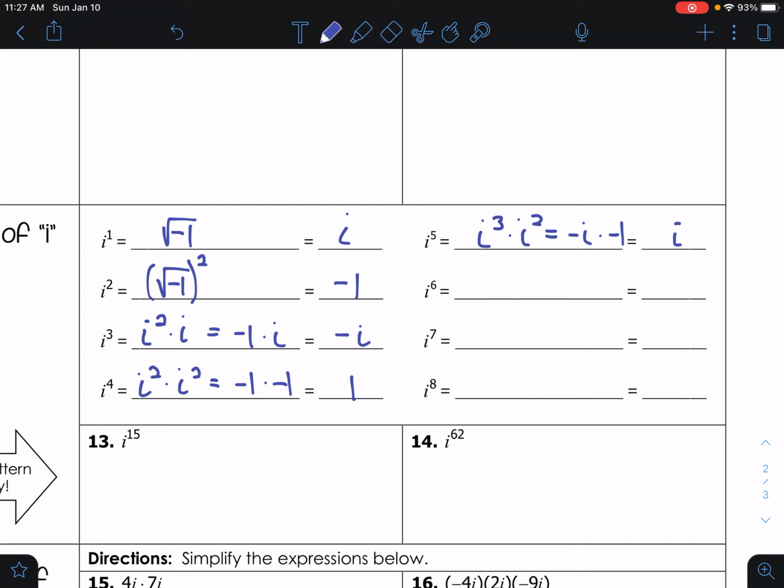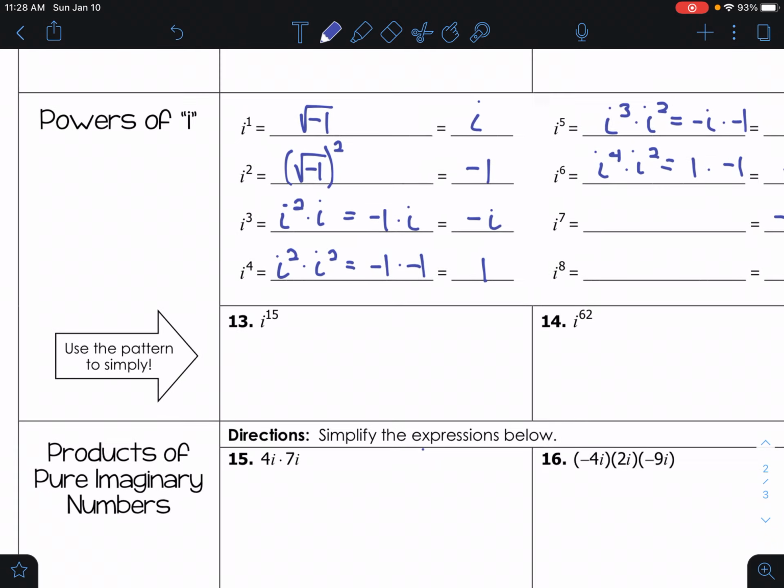So there's a variety of ways you could do this, but you might say this is i to the fourth times i squared. i to the fourth is 1. i squared is negative 1. So this is negative 1. And you'll notice you get the same thing. And you can continue this pattern. You'll notice it stays the same here throughout.